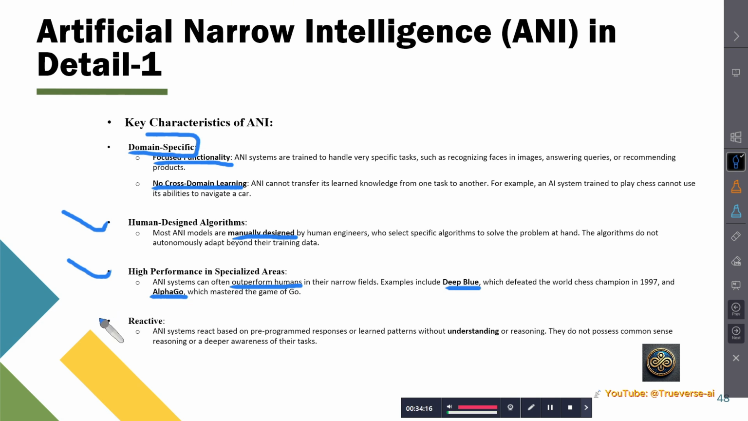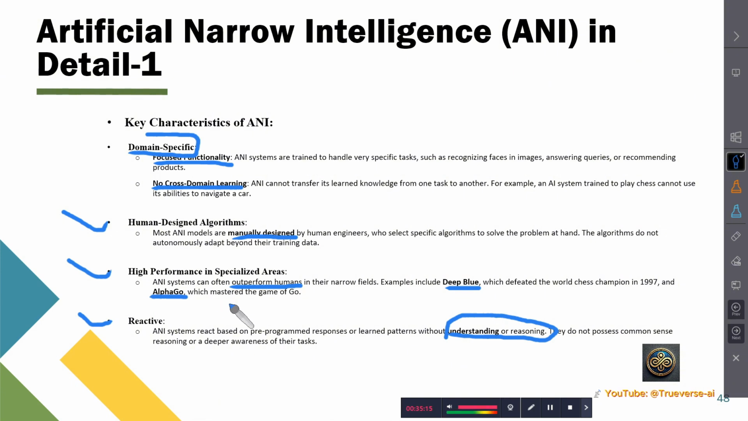And AI is reactive. AI is typically reactive in nature. It responds to input based on pre-programmed responses and patterns it has learned through training. However, AI does not engage in reasoning and understanding like what humans do. It reacts based on learned patterns, but does not possess common sense or a deeper awareness of the task it is performing.